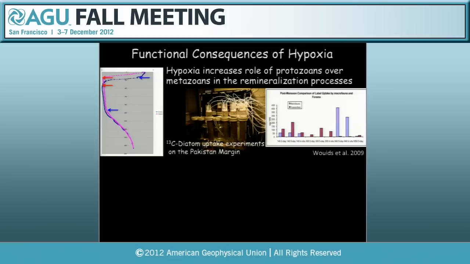There are also many functional consequences of low oxygen. I've worked with colleagues from the UK to do C13-labeled diatom shipboard experiments, in which we found that at very low oxygen levels, protozoans dominate the uptake and processing of particulate organic carbon. When oxygen levels increase, it's the macrofauna, the invertebrate animals, that get more of the carbon. We have actually seen that happen on the shelf. Pre-monsoon, the sediments are oxygenated and the macrofauna dominate. Post-monsoon, oxygen goes way down and the protozoans take over. We see something similar across different depths with different oxygen levels.